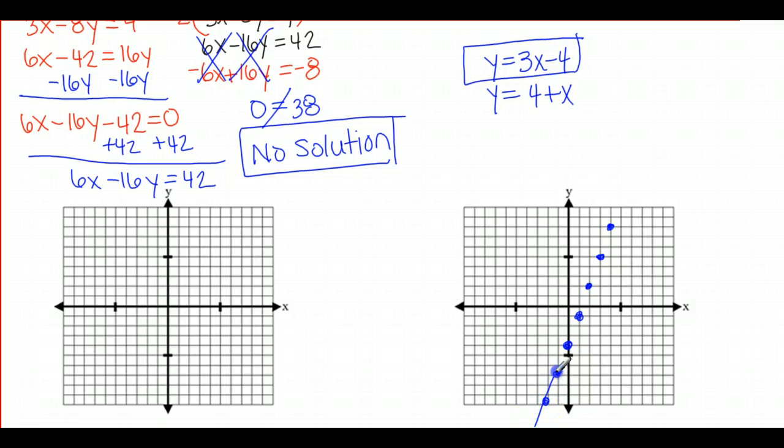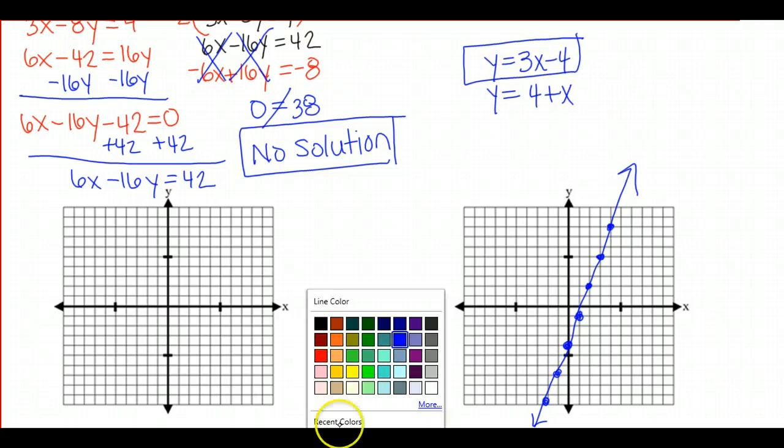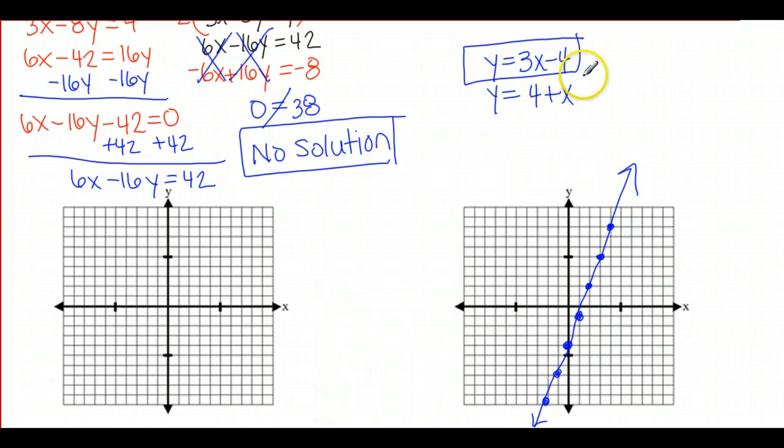Okay, so there is my first line. And now I'm going to go ahead and do my second line in red. So y equals 4 plus x. So my y-intercept here is 4, and my slope is 1. So up 1, right 1, up 1, right 1, and I'm going to keep going.